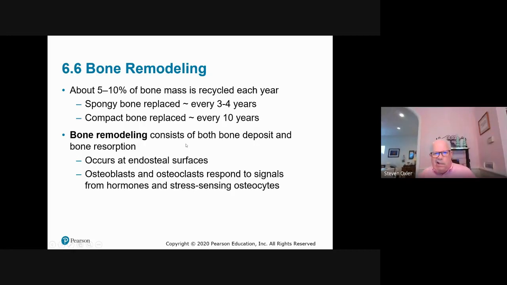We are constantly remodeling bone. Remember, even though your bones don't get longer, they can get thicker. So osteoblasts and osteocytes and osteoclasts are working all the time. So that's important, especially important if you break a bone. If you break a bone, that's really when the osteoblasts and osteocytes and osteoclasts come in to work.